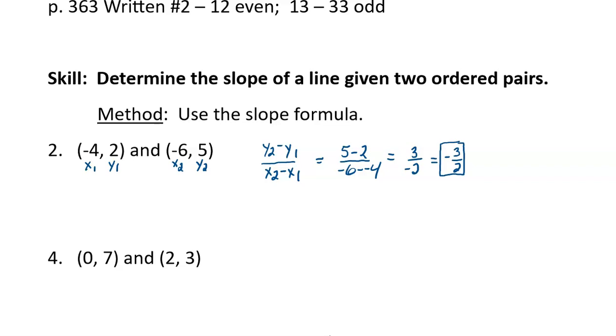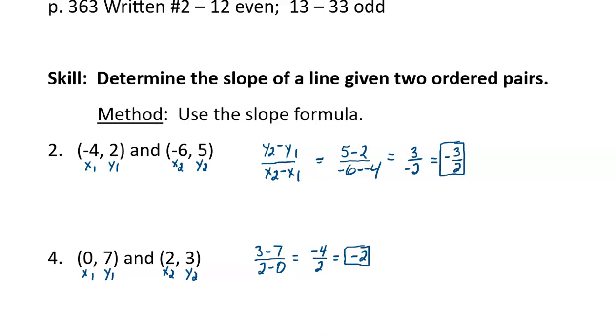This line goes downhill, and from one point on the line to another, you go down 3 squares and run 2 squares. Number 4. This is x1 and y1. And this is x2 and y2. Use the formula. 3 subtract 7 divided by 2 subtract 0. This is -4 over 2, which reduces to -2.